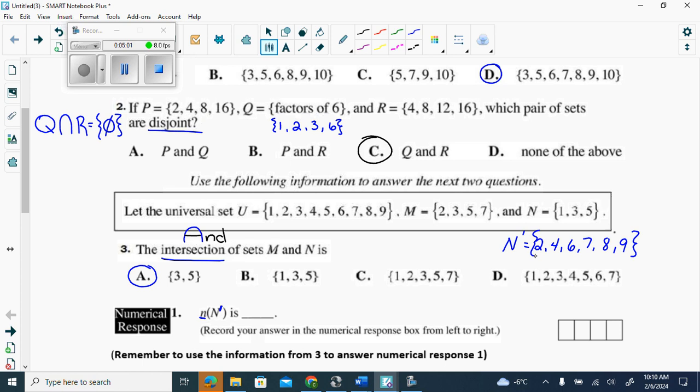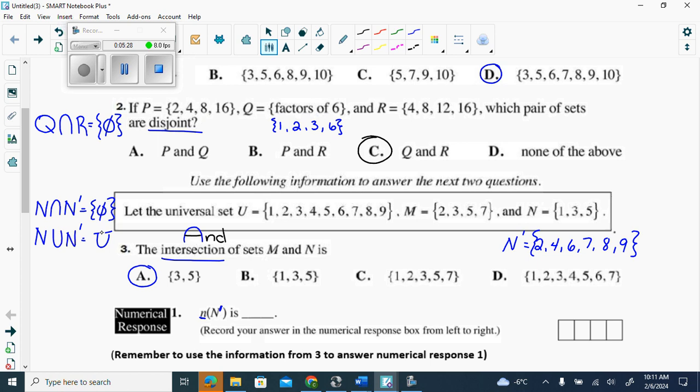So complements are completely opposite, correct? If I said n and not n, you would get the empty set because they're complements. There's nothing the same, correct? But if I said n union not n, then you're right, I would get the universal set back, because if it's in either one or the other, it should give you the universal set.